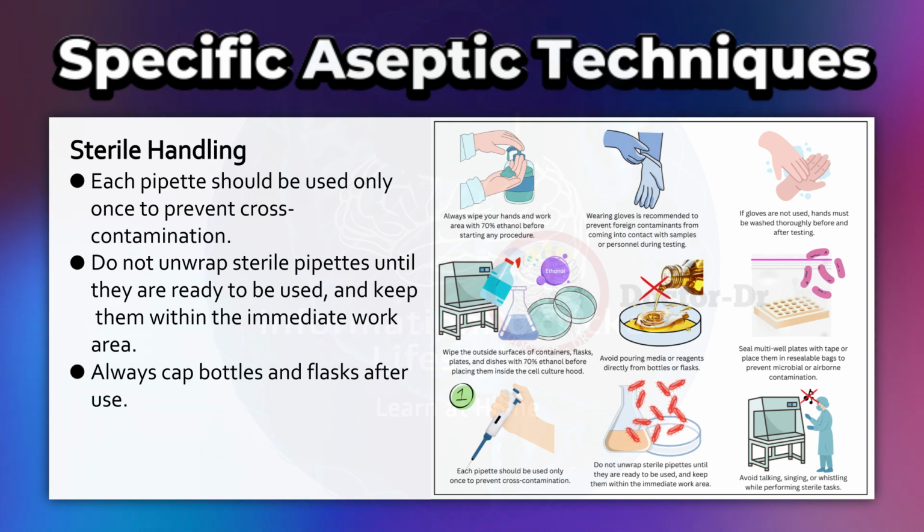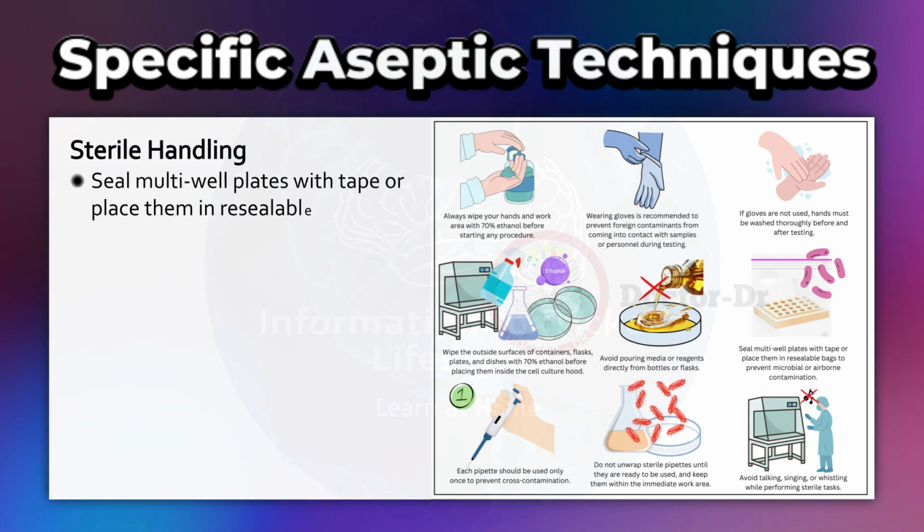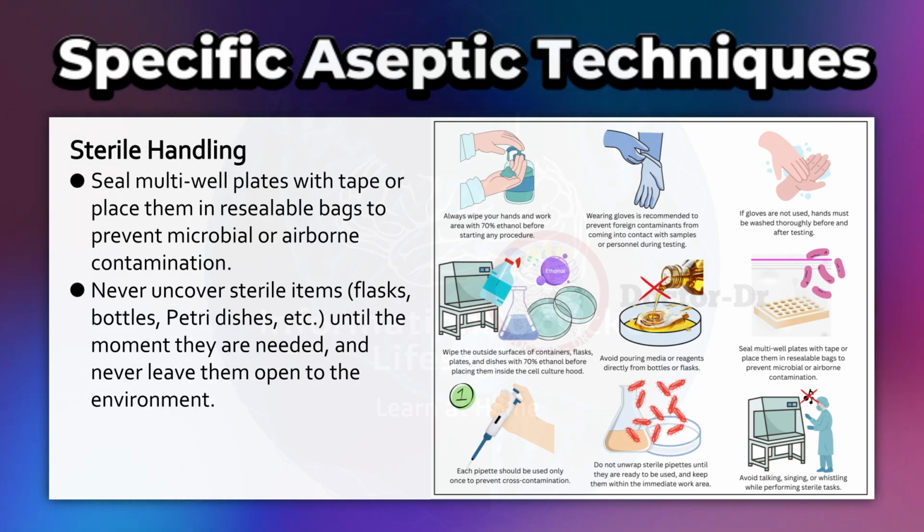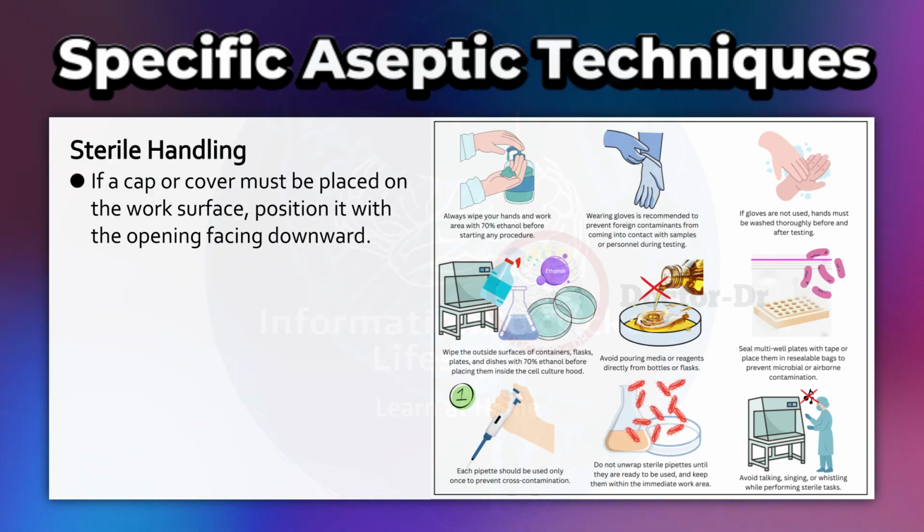Always cap bottles and flasks after use. Seal multi-well plates with tape, or place them in resealable bags to prevent microbial or airborne contamination. Never uncover sterile items, flasks, bottles, Petri dishes, etc., until the moment they are needed, and never leave them open to the environment. Replace the cover immediately after use. If a cap or cover must be placed on the work surface, position it with the opening facing downward.